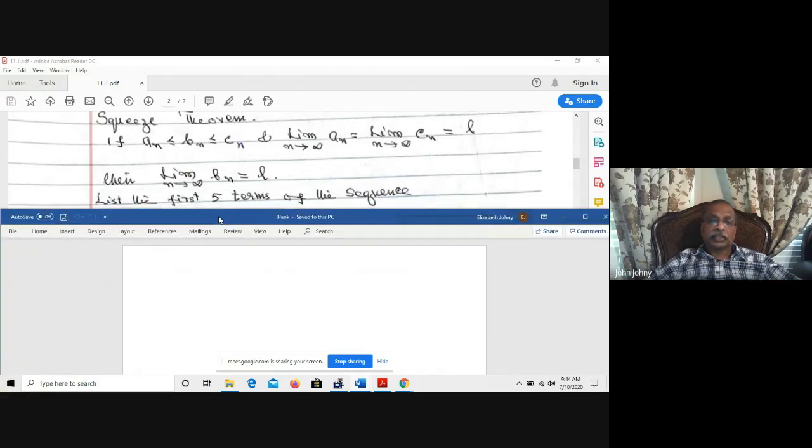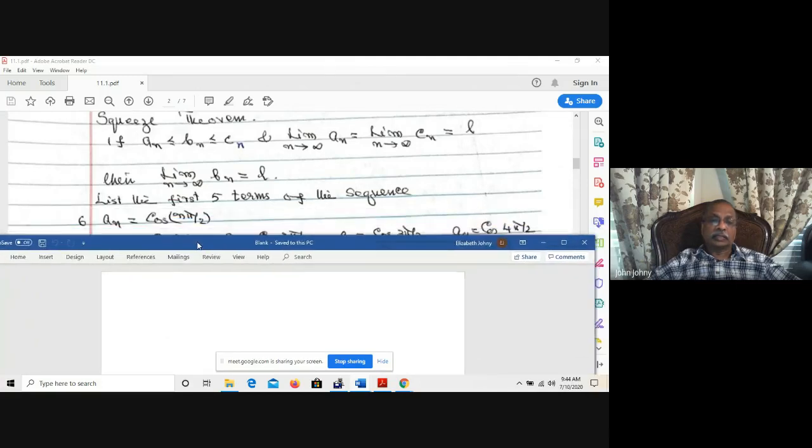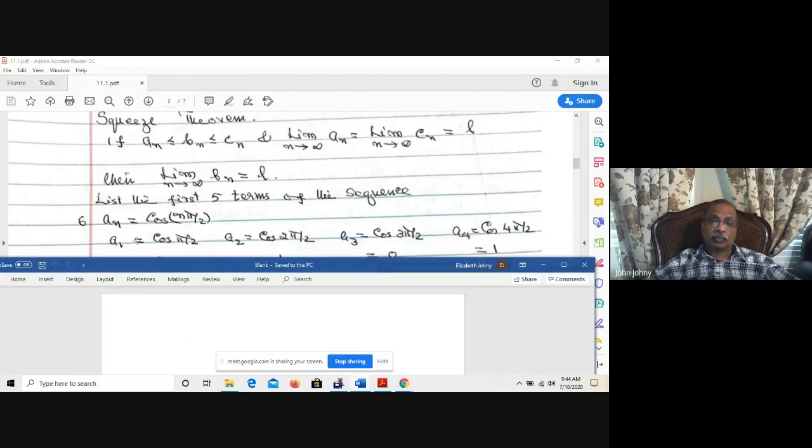The first question is, list the first 5 terms of the sequence. This is question number 6. an is equal to cosine of n pi over 2. So a1 is cos 1 pi over 2. a2 is cos 2 pi over 2. a3 is cos 3 pi over 2. a4 is cos 4 pi over 2. a5 is cos 5 pi over 2.